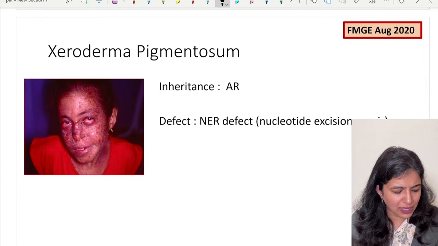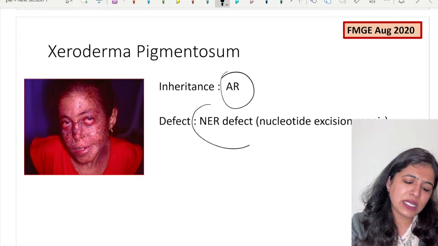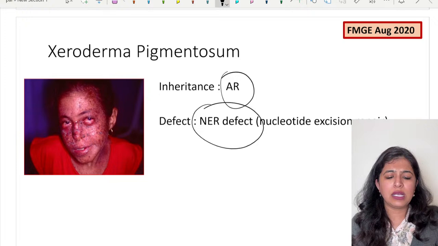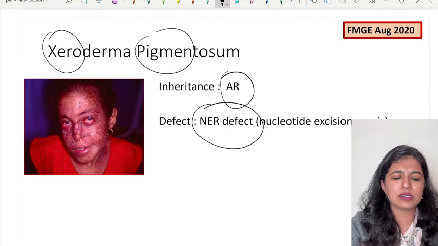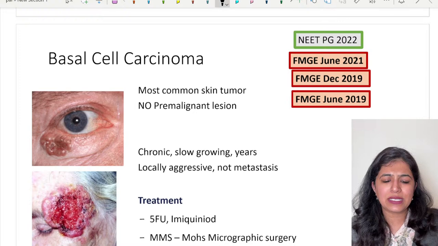Then another favorite of the FMG is xeroderma pigmentosum. Question from biochem, question from derma. Inheritance is autosomal recessive, defective nucleotide excision repair. The patient presents with dry skin, with freckles, photosensitivity. There may be a family history, a sibling with similar disease. The answer is xeroderma pigmentosum. Xero means dry, pigmentosum means freckles. XP inheritance is autosomal recessive, nucleotide excision repair defect.